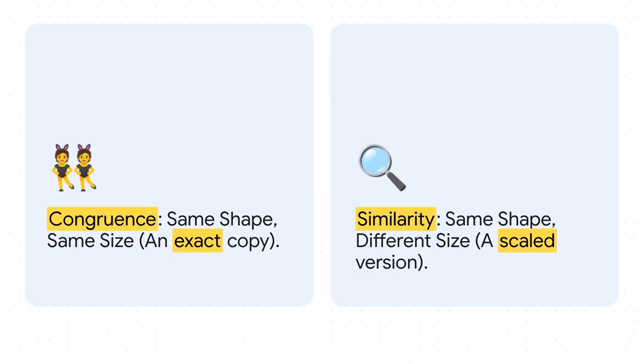First, there's congruence. Think of congruent triangles as identical twins. Every angle, every side, they're exact copies. Then you have similarity. This is more like a photo and its enlargement. The shape is exactly the same. All the angles match up, but one is just a scaled up or scaled down version of the other.